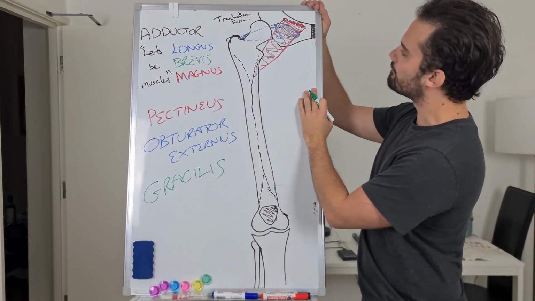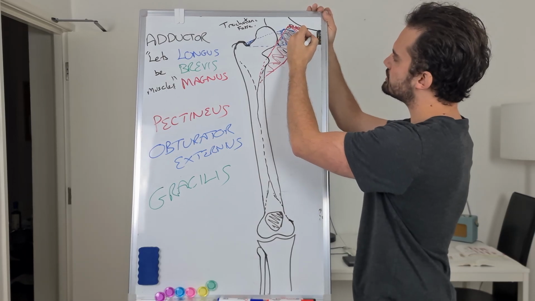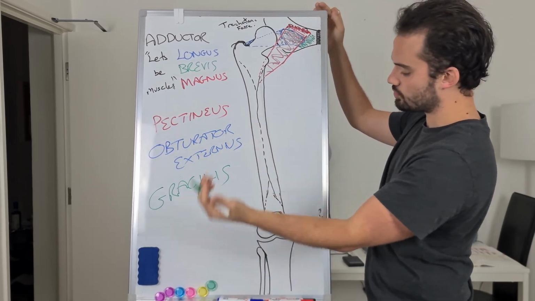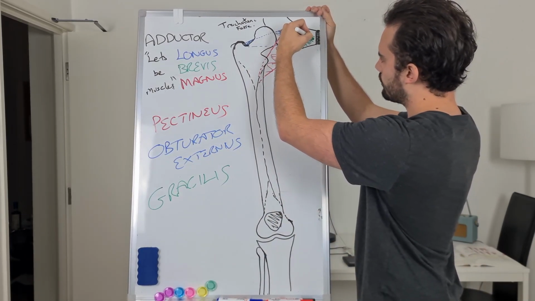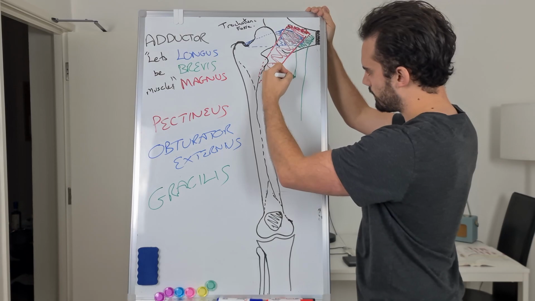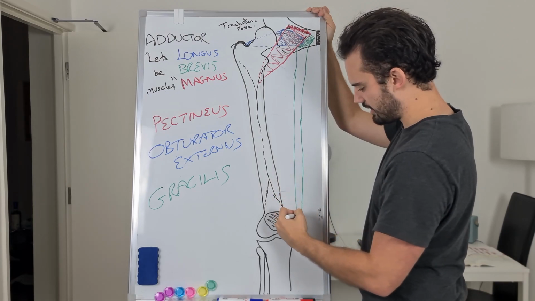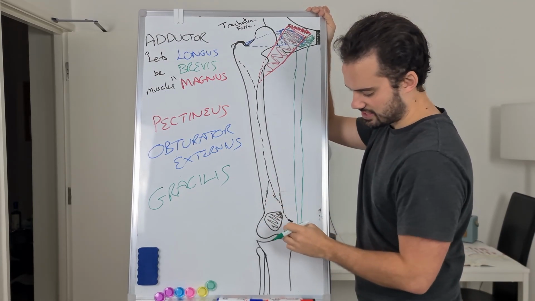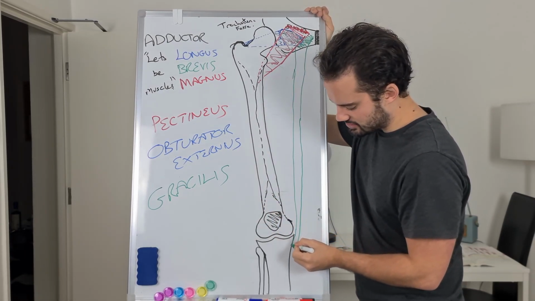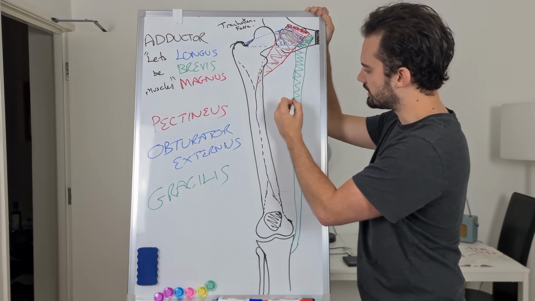So gracilis, like they all do, comes off this ischiopubic complex, mostly the body of the pubis and a little bit of the inferior pubic ramus. It's called graceful gracilis because it's a very long, thin muscle that goes down the medial side of the thigh and actually crosses the knee joint. It doesn't insert onto the femur at all. It inserts onto the medial tibia. So this is all gracilis.